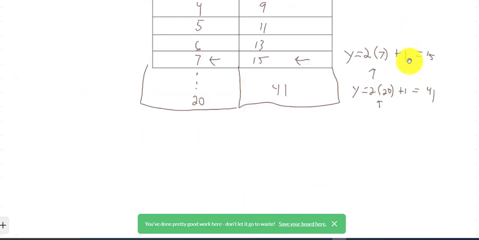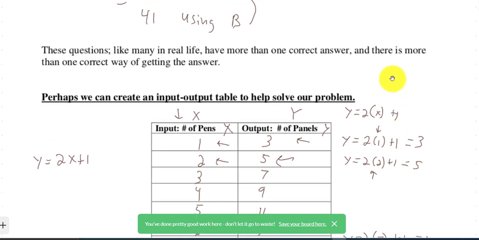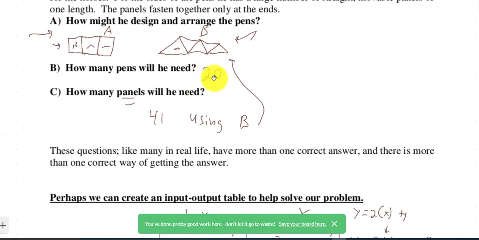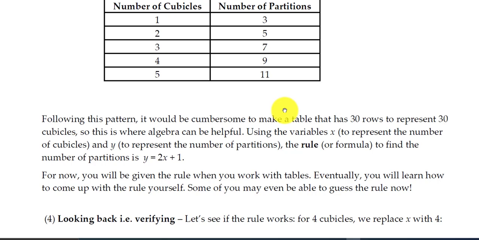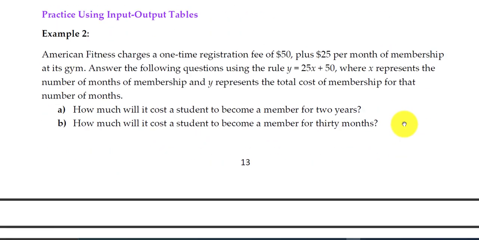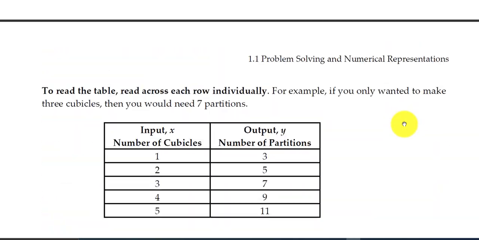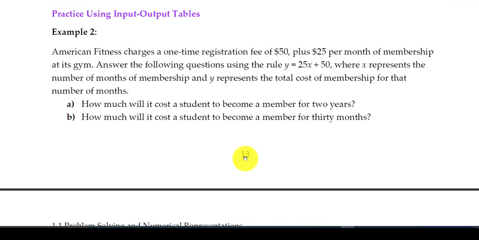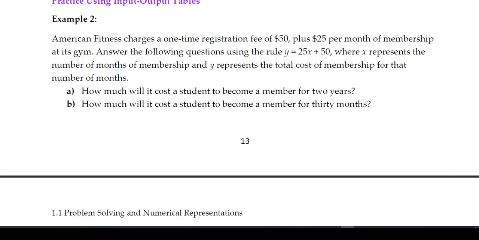All right, so that was just a little practice. Hopefully you found that reasonable. I feel like this is a pretty good quiz or test question. Let's get back to the book. In my next video, I'd like to work through some practice problems. On page 13, it says example 2, practice using input-output tables. Let's take a look at this in the next video. Thank you for watching.